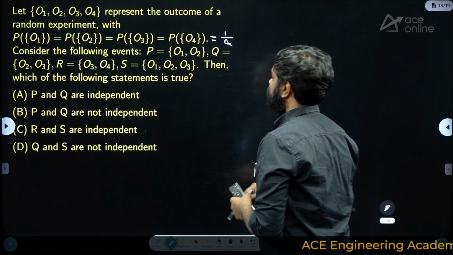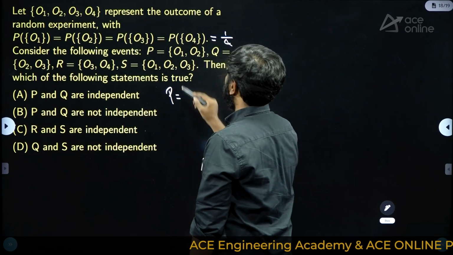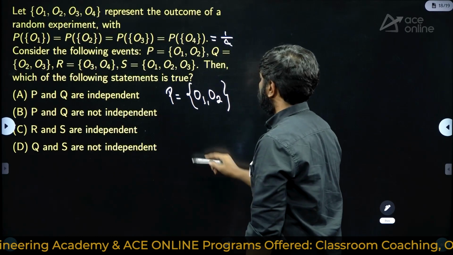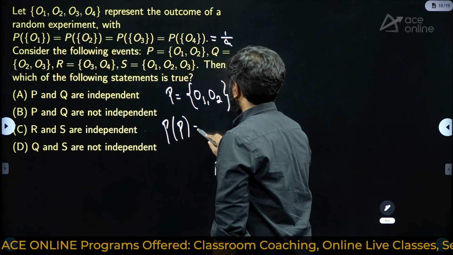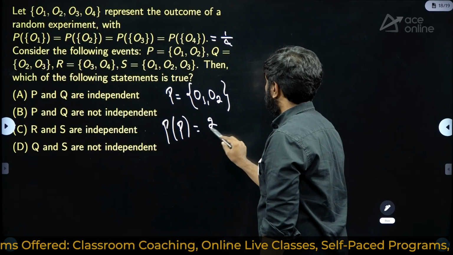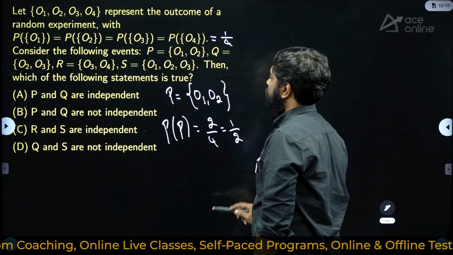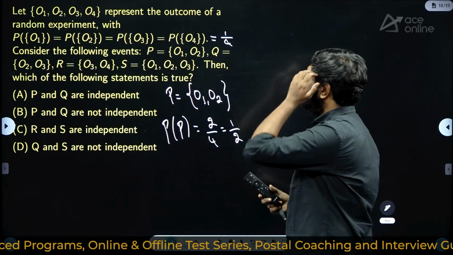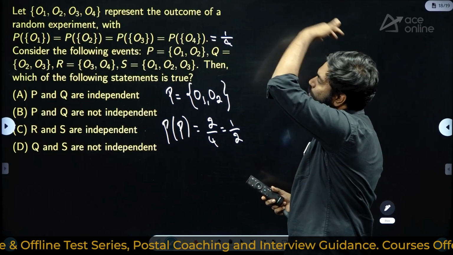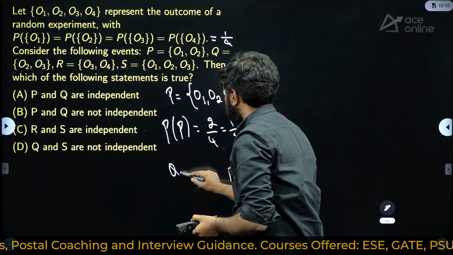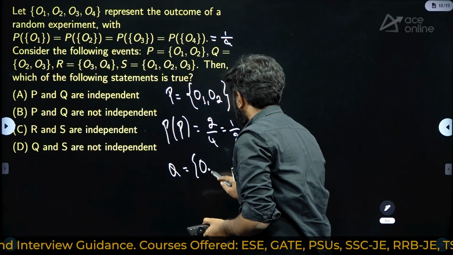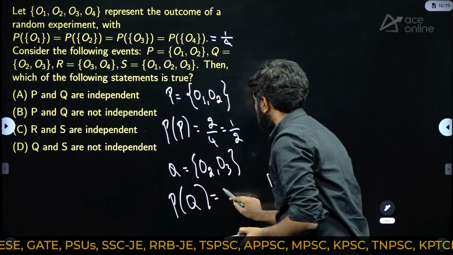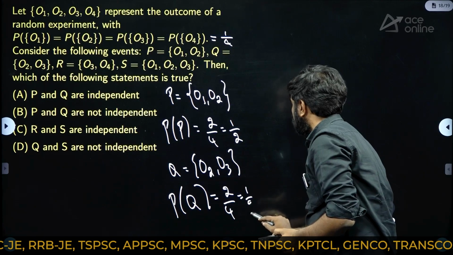So first let us look at P. What are the elements in P? O1 and O2. What is the probability of this set P? Since there are 2 points and the total is 4, it is 2 by 4, which is 1 by 2. Now what is Q? Q contains 2 points, O2 and O3. What is the probability of Q, students? It is also 2 by 4, which is 1 by 2.